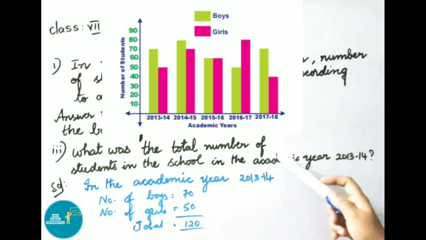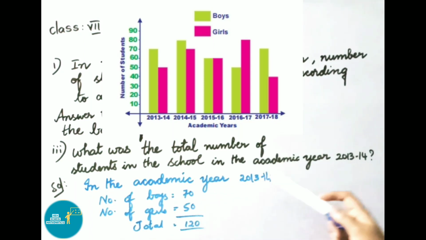See now first question, third sum. What was the total number of students in the school in the academic year 2013-14? Let us see the solution. In the academic year 2013-14, number of boys equals 70 and number of girls equals 50. Therefore, their total is 70 plus 50, that is 120. Therefore, the total number of students in the school in the academic year 2013-14 is 120.